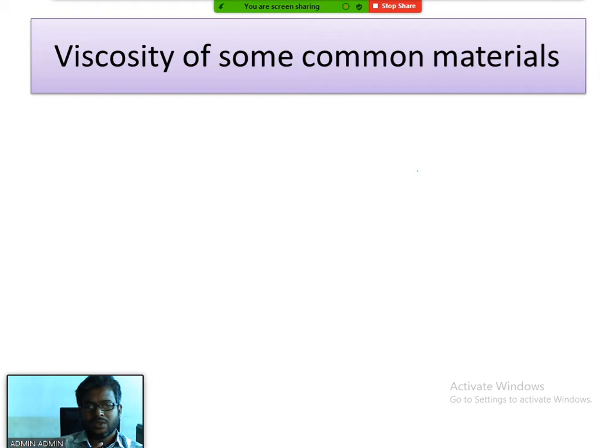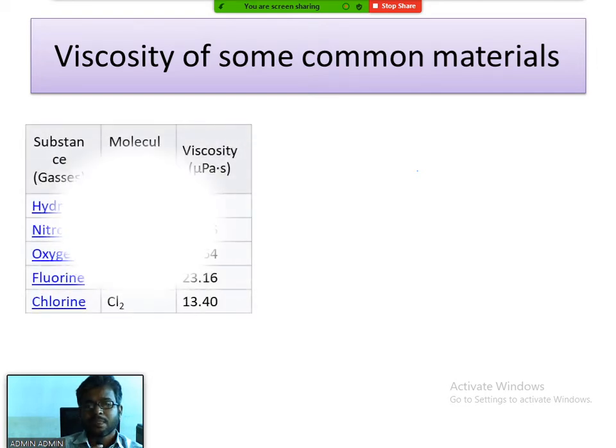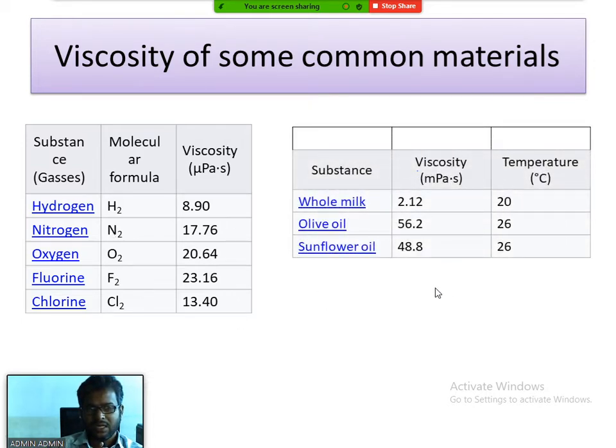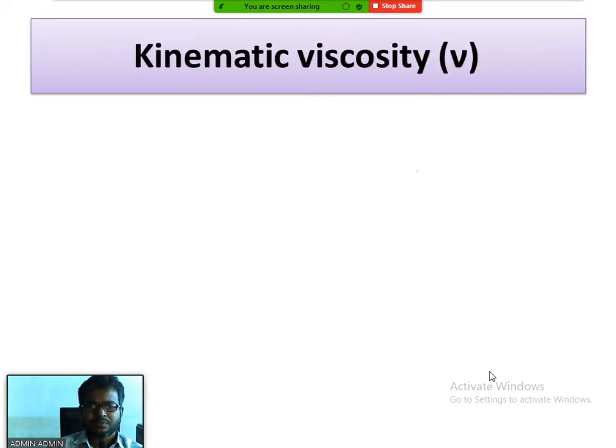Here is the viscosity of some common materials. There are some fluids, gases and liquids. Hydrogen has a viscosity as shown on your screen. You can see the different viscosities for different gases and likewise for different liquids. We can measure viscosity using a Saybolt viscometer, Reynolds viscometer and other such instruments.